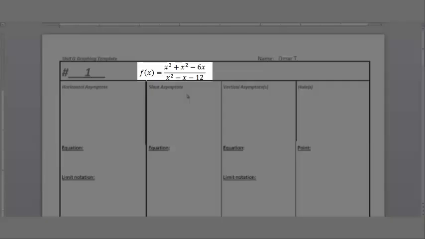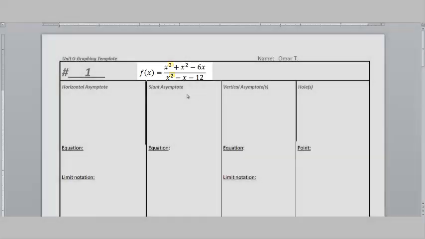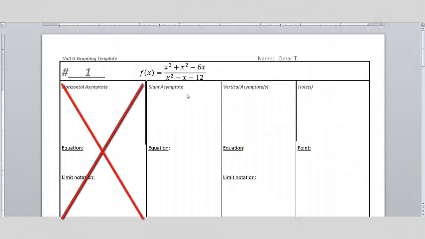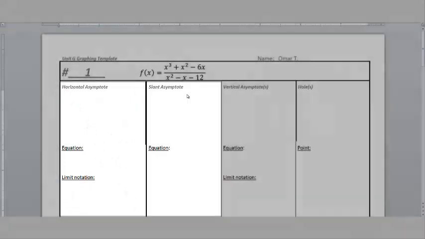I will be going through a problem finding parts of a rational function and graphing it. Here we have this function given, and we can automatically deduce it will have a slant asymptote because of the degree difference. Bigger on top by just 1 does mean it will have a slant asymptote, and we can automatically cross out and ignore the horizontal asymptote because we can only have one or the other.